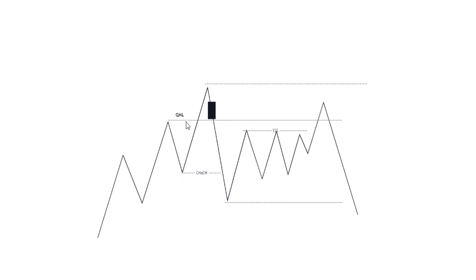But the only difference here is that I don't trade from this QML line. And another thing is that in some cases, you see me looking for my order block at this extreme level. So this is how I trade. And this is a very profitable pattern. Let's go to the price chart. Let me show you examples.